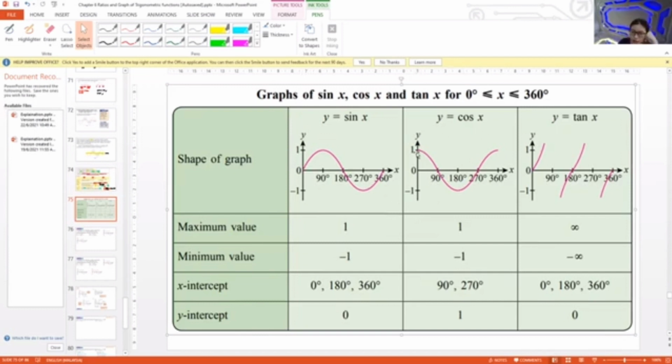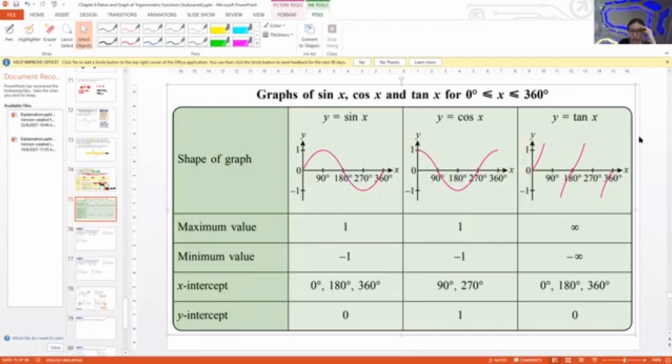We continue to y equals cosine x. The key points are at 0, 90, 180, and 270, so one cycle is 360. Same thing, the maximum value here is 1 and the minimum value is -1. The x-intercepts, which are the points that touch your x-axis, are 90 degree and also 270 degree. How about your y-intercept? The y-intercept is touching 1. No more 0, it is 1.